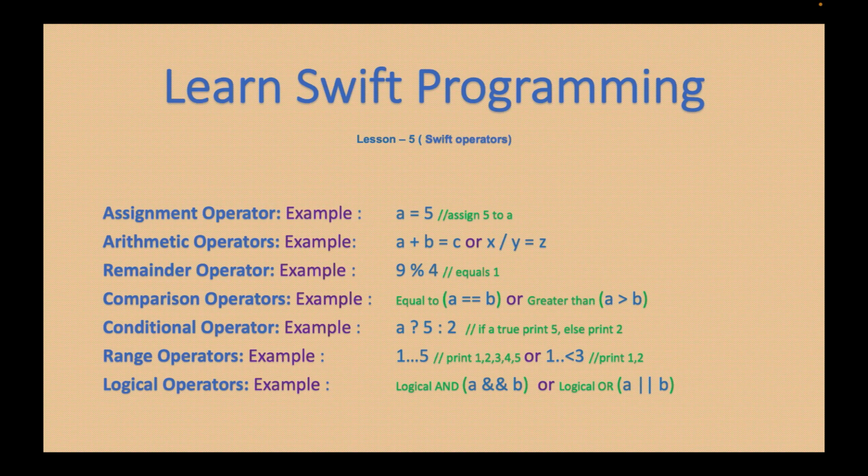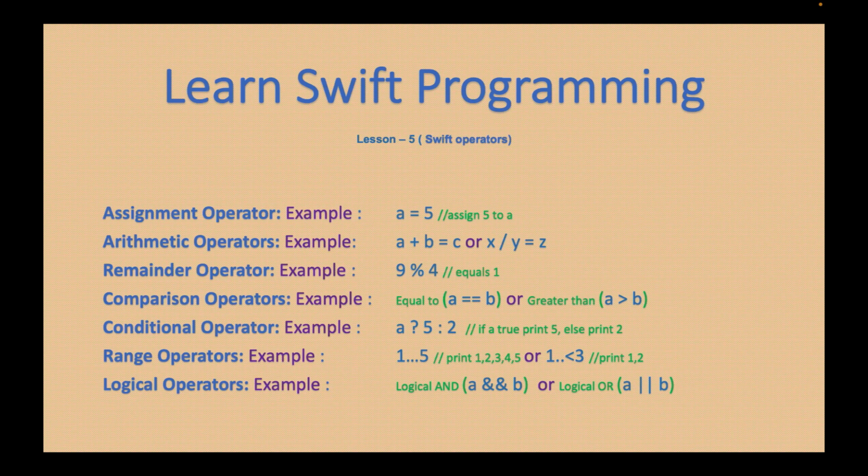Next is range. In Swift we have a range operator, where I write 3 continuous dots. For example, if I write 1...5, that means I will start a range from 1 to 5, because 1 is the lower bound and 5 is the upper bound. Instead of 1...5, if I write 1..<3, the range will change. That means the range starts from 1 and goes up to less than 3, so it will print 1 and 2.